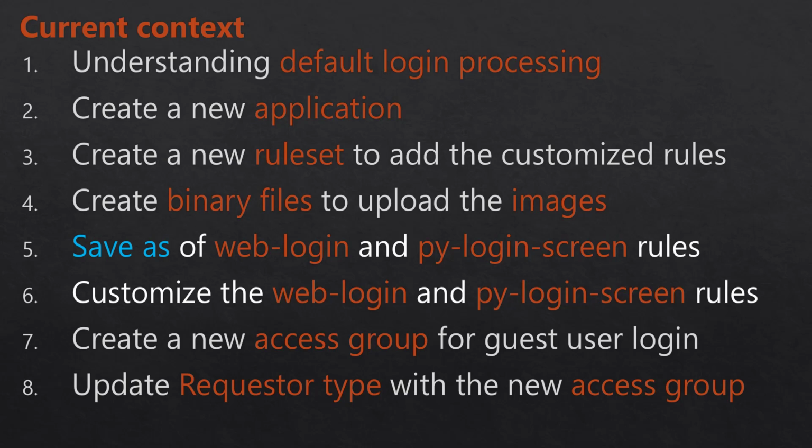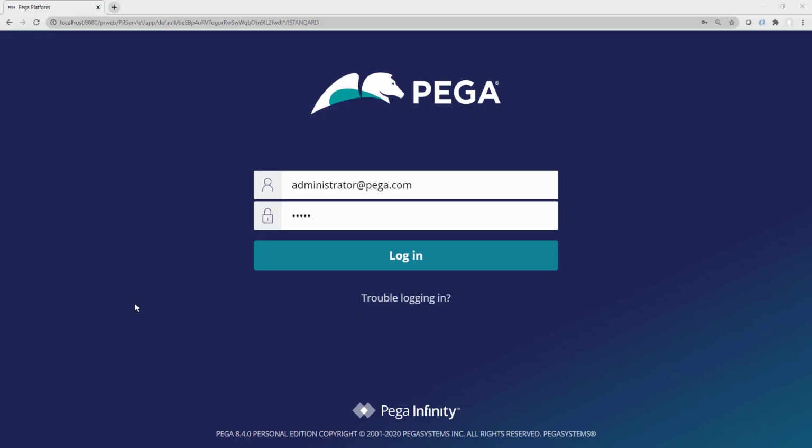Now let us see the first one, that is understanding default login processing. This is the default login screen. This is how it looks. If you see at the top, it is showing the name as Pega platform. This is nothing but the title of the page. If you see the logo here, this is the default Pega logo. And the background image is the blue color, which is coming from the Pega platform default configuration. The version I'm using here is Pega 8.4 Personal Edition. As part of this learning, we are going to customize the title of the page, company logo, and the background of the login screen.